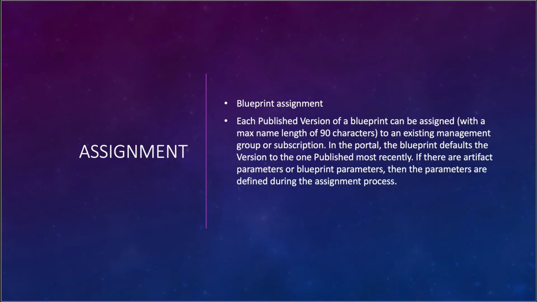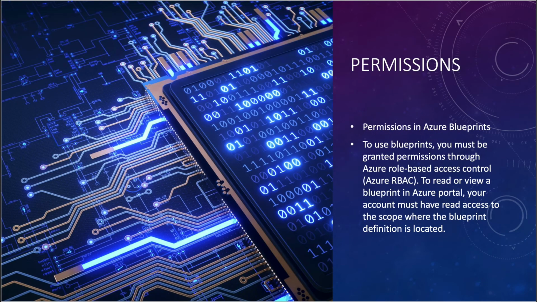Blueprint assignment. Each published version of a blueprint can be assigned, with a max name of 90 characters, to an existing management group or subscription. You can have a blueprint for HR, a blueprint for legal, a blueprint for business unit 1, and so on. In the portal, the blueprint defaults to the version that was published most recently, but you can also bring up earlier versions inside the portal. They never go away.